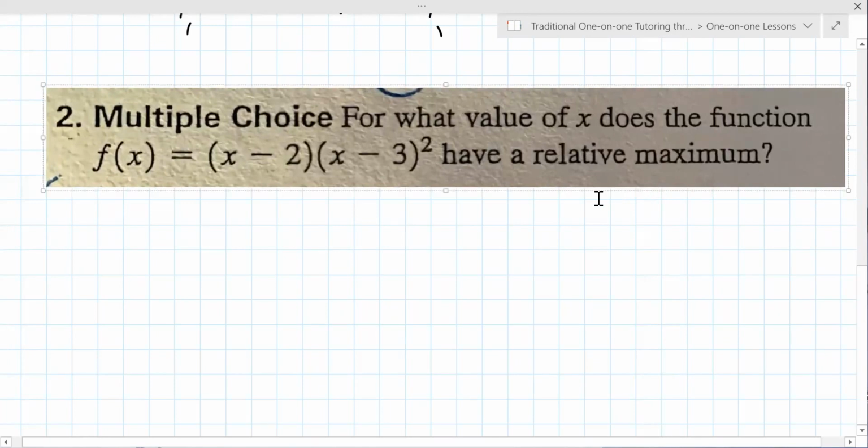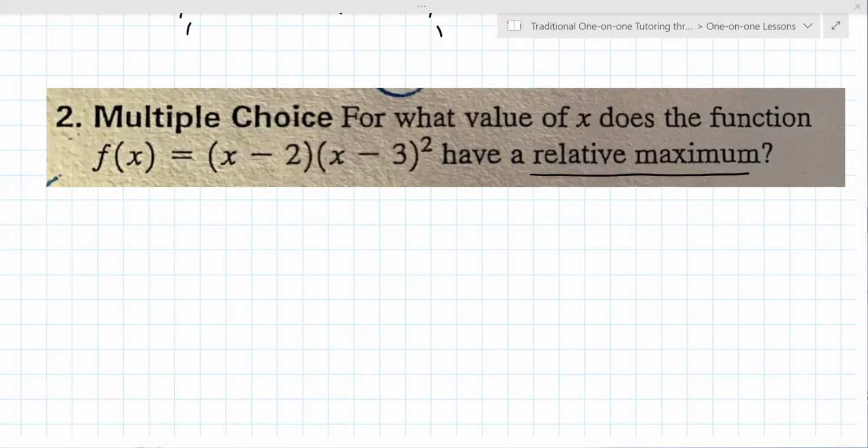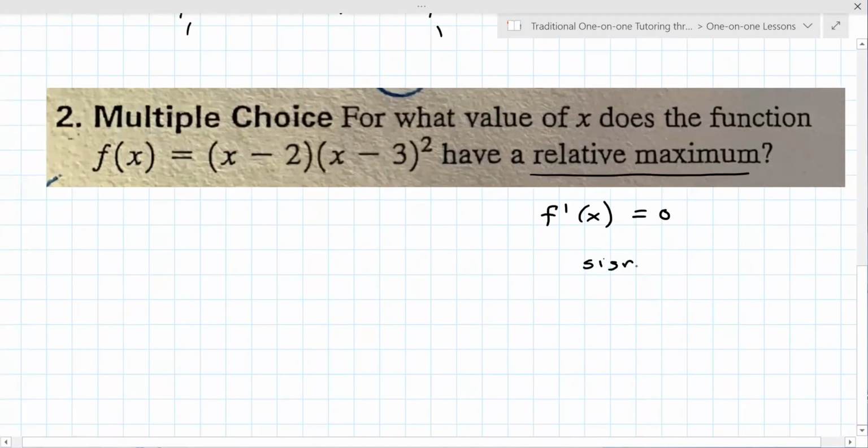For what value of x does the function have a relative maximum? So we're not going to do this one because I guess you've already done this. Whether it's asking for relative max or relative min, again, you have to take the derivative, set it equal to 0, and do some sort of sign analysis on that, positive, negative stuff.